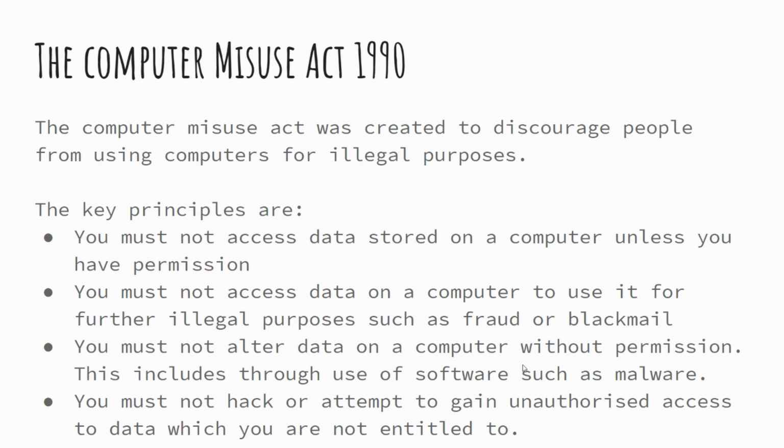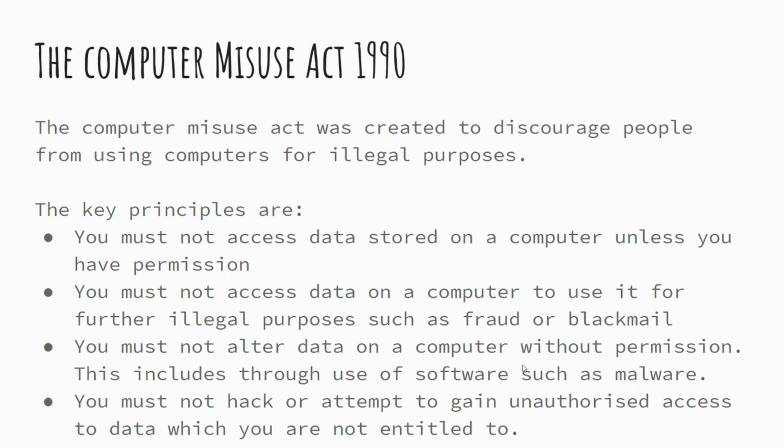So there's a few key principles with this as well. You must not access data stored on a computer unless you have permission. And this is the idea that whilst the company is going to do everything they can to protect your data, this also prevents an external user trying to access data. And it's not necessarily always even external users. It could be an internal user. It could be, for example, that I might be trying to access another teacher's data stored on a computer at school, and I shouldn't be doing that. That's me misusing the computer.